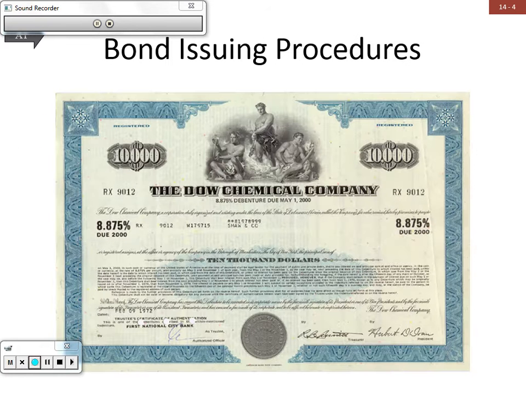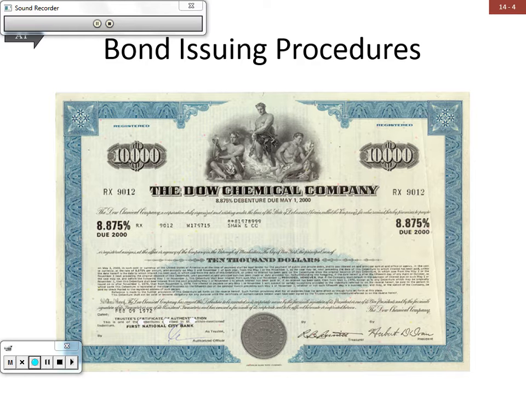Now, bond issuance. This is what a bond will typically look like, and this is also in your text on page 556 at the top. The bond certificate is going to show, obviously, the face or par value of the bond itself, whatever the interest rate is, and that it also shows the maturity date or proposed maturity date.